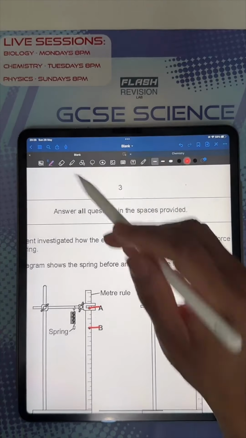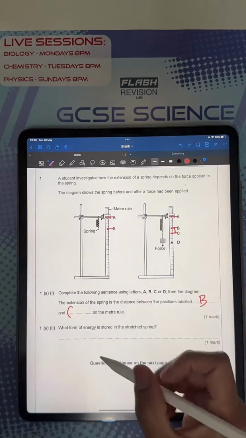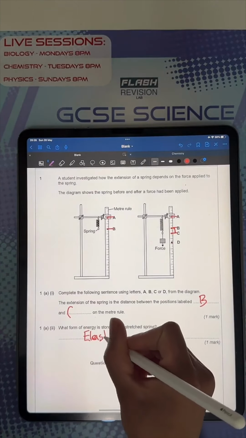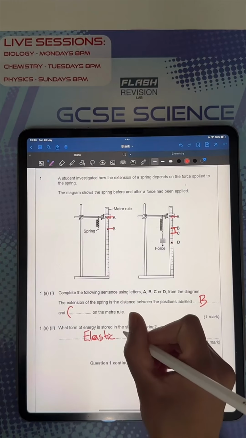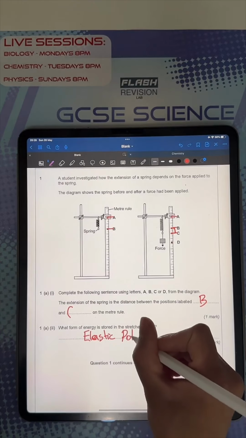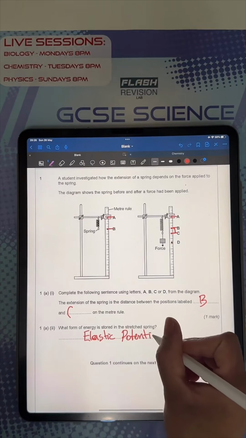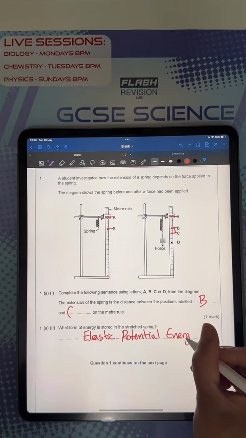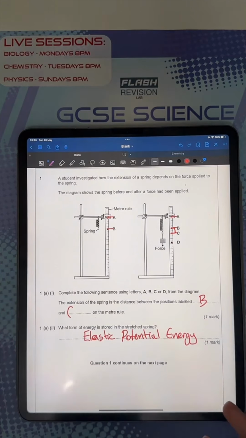Okay. And yep, next one is elastic potential energy. Well done. Anything that's stretched, like a rubber band or something that's stretched, always has elastic potential energy stored in it. So that's why when you let go, it moves, because all of it gets converted into kinetic energy.